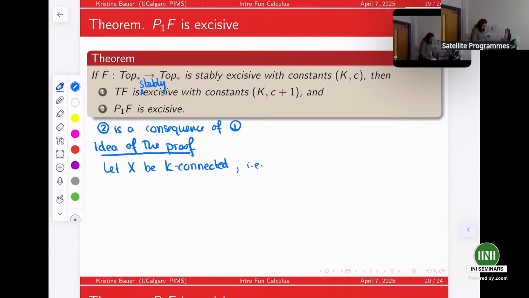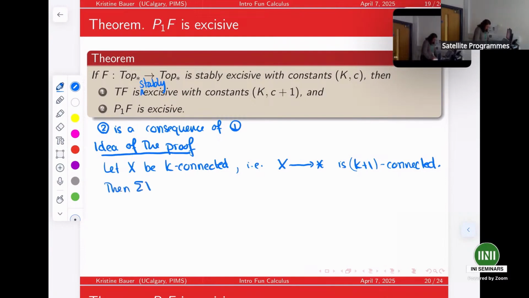In other words, I have a map, my map to the terminal object, and that one is going to be K plus 1 connected. Okay, well, then the suspension of X is more connected. It's at least K plus 2 connected in this case.